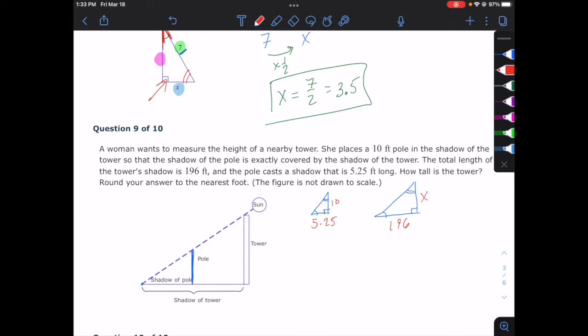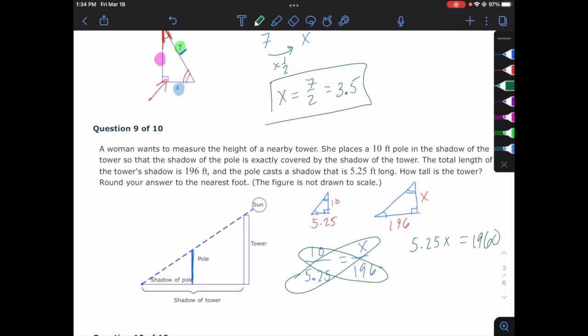Hey, look, similar triangles, we're ready to make a proportion. So many different ways we could do this. Let's stick with the little triangle. Its height is 10 over its shadow is 5.25, and that's going to be equal to the tower's height, x, over 196. All right, definitely an instance where we want to do our cross products. So we get 5.25x is equal to 10 times 196, which is 1,960.